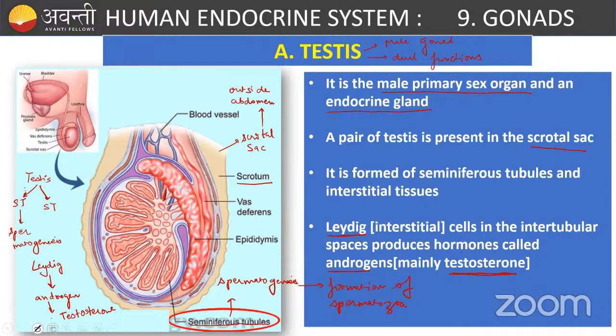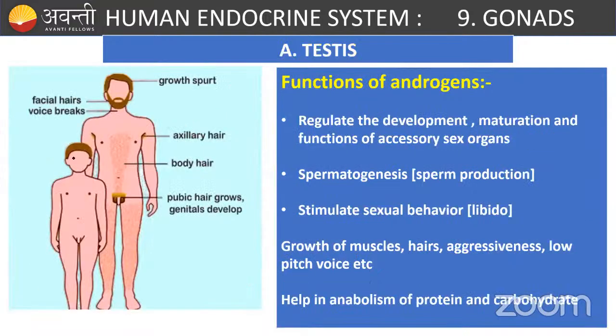Is that clear? Okay, moving next. There are some functions of the androgen. Number 1, it regulates the development, maturation, and function of the accessory sex organs. Second function is spermatogenesis, that is the sperm production or the formation of spermatozoa. And this spermatogenesis takes place in the seminiferous tubule, which I have already told you.